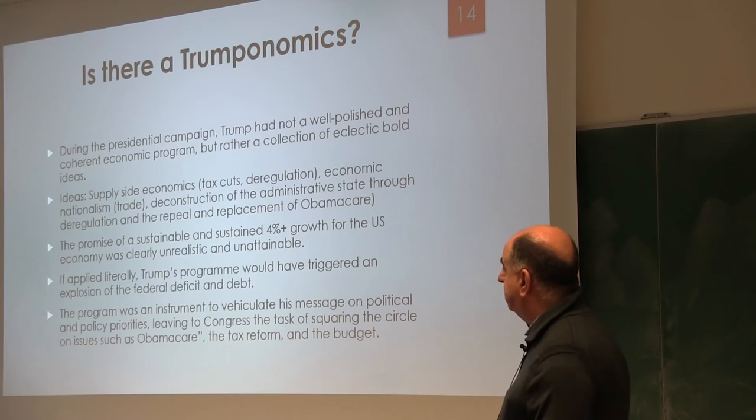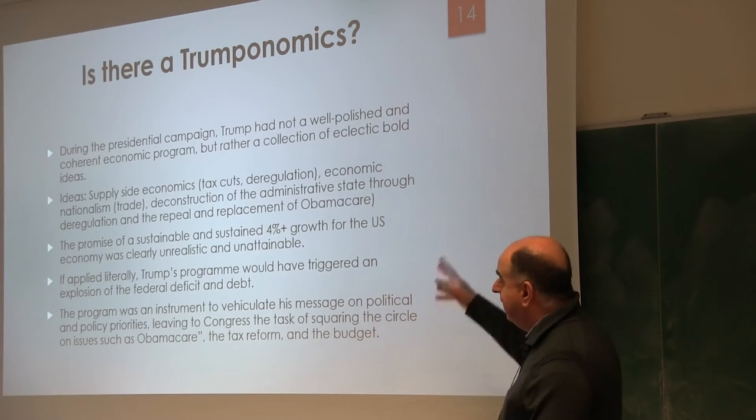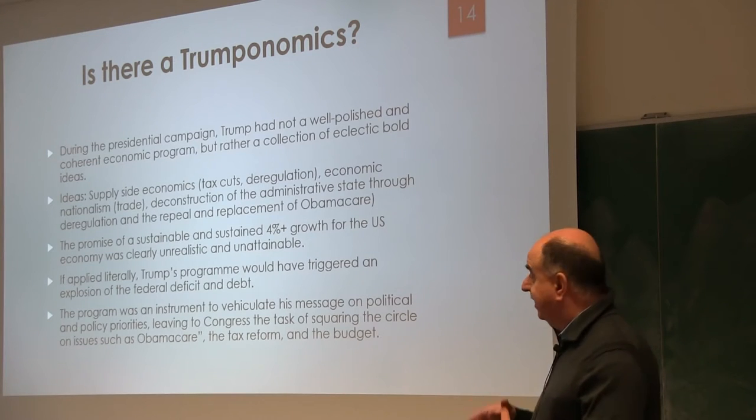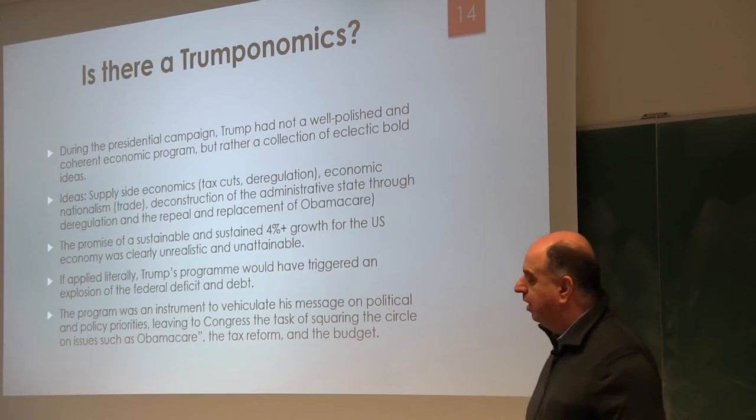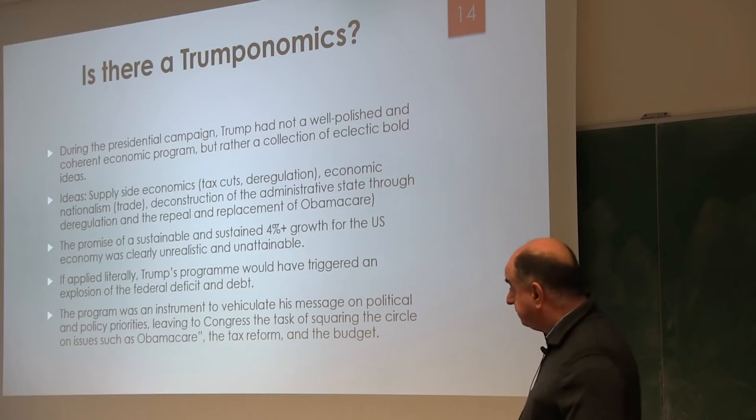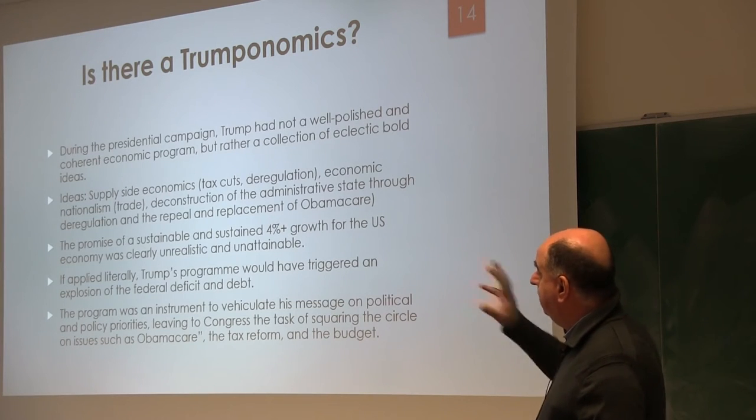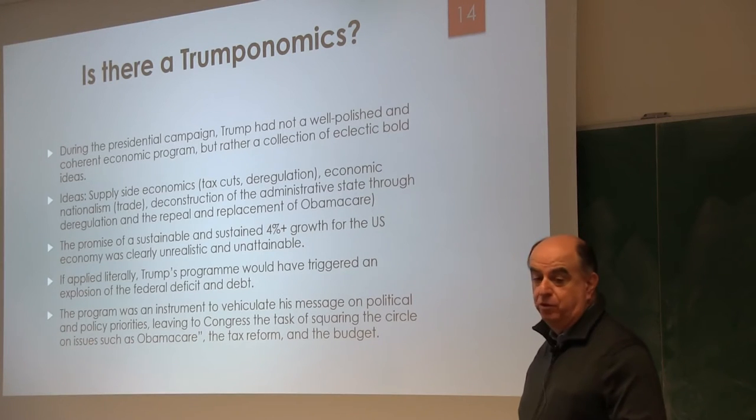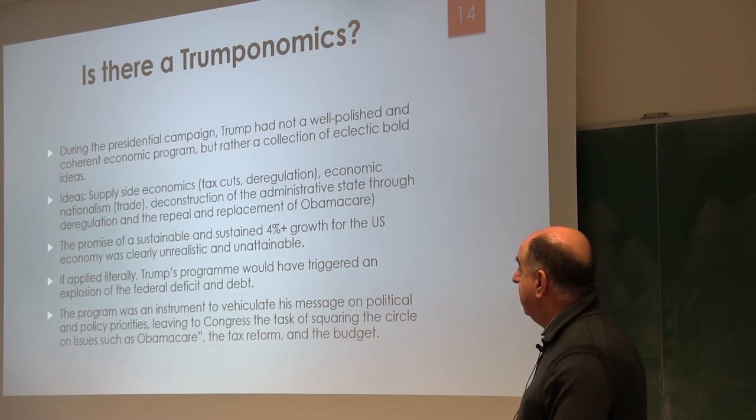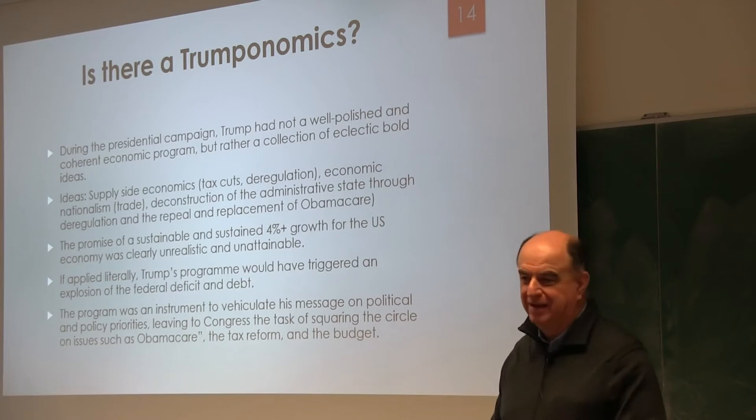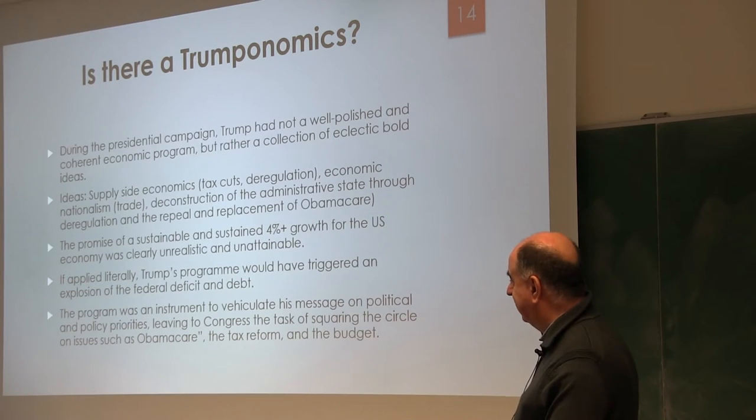The other idea was the deconstruction of the administrative state through deregulation and the repeal and replace of Obamacare. This idea came from his chief political advisor at the time and sort of ideologue of the Trump administration, Steve Bannon. All this, in his view, would have created a sustainable and sustained 4% growth for the US economy. Although everybody, including the economists on the Republican side, considered it unrealistic and unattainable.